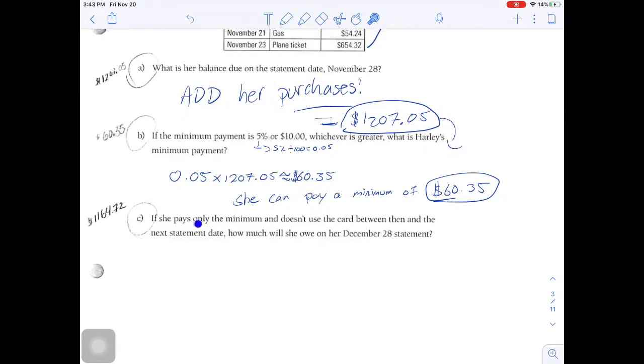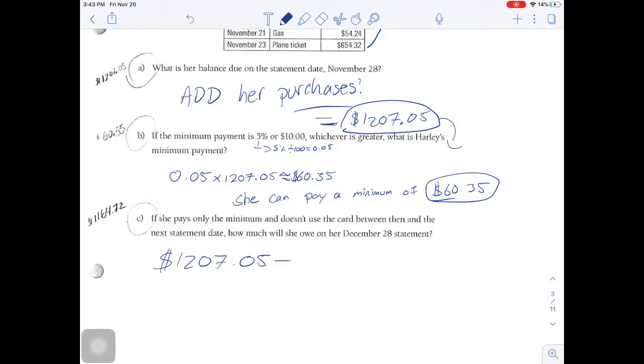If she pays only the minimum and doesn't use the card between then and the next statement, how much will she owe on her December 28th statement? Okay, so let's say she does pay this off. She pays the minimum amount, but then doesn't use her card and now has to owe again. Well, let's check. So this means she paid it off. So let's figure out how much she owes at the end of December.